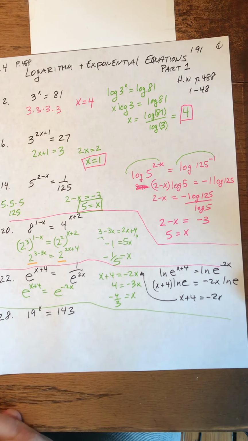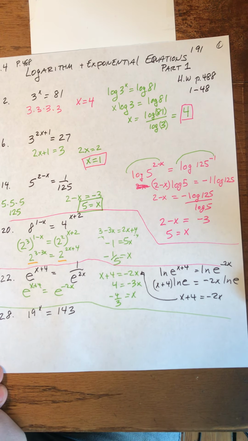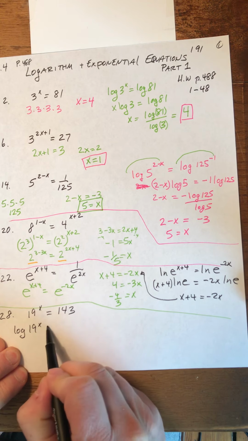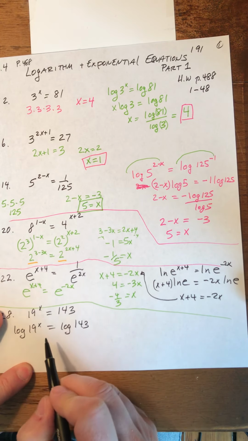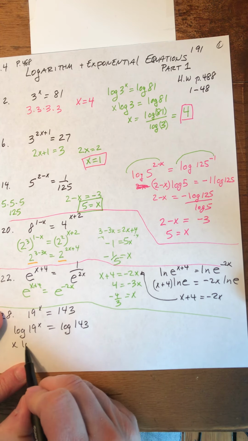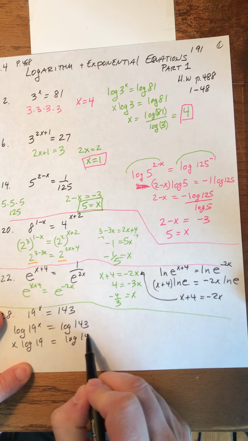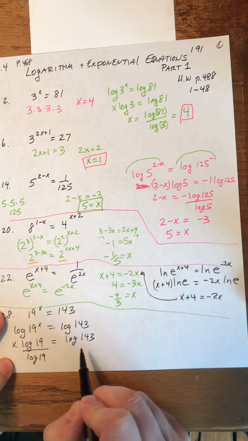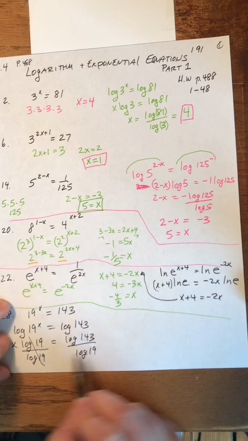Does it make sense? Let's look at the next one. This one, I have no idea 19 to what power will make a 143. So what I'll do is I'll take a log of both sides, because I'm allowed to do anything I want to both sides of the equal sign. I will then move the x out front. That's my log property with exponents. I can move that exponent out front. Then I divide both sides by the log of 19 on this side and divide it on this side. They cancel out here, and this is my answer.